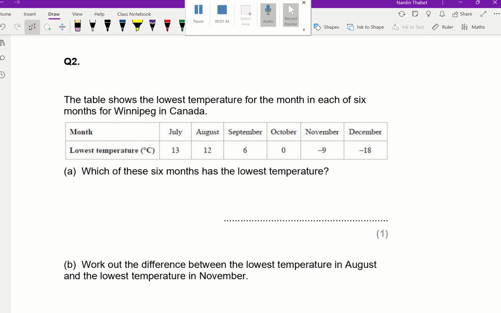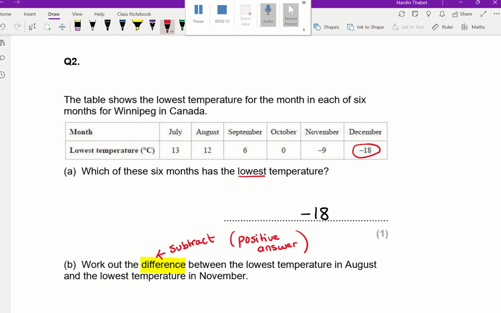Question 2 says the table shows the lowest temperature for the month in each of 6 months for Winnipeg in Canada. Which of these 6 months has the lowest temperature? The lowest is the coldest, and the coldest is negative 18. Work out the difference. Remember, the word difference means that you're going to subtract, but you're always going to choose the positive answer.